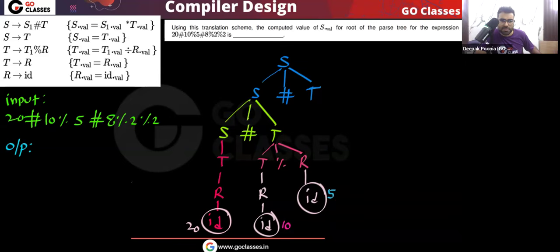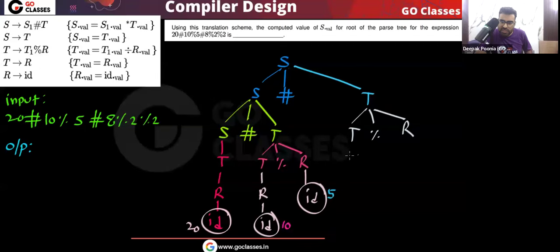Next, what about this T? You can see to the right of hash, we need 2 percentage. So we need a total of 2 percentage. So let me do it like this: this S is going to T, and from this T we need a total of 2 percentage. So this T will go to T percentage R. This T will again go to T percentage R.